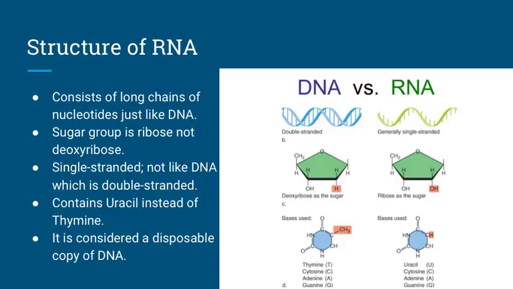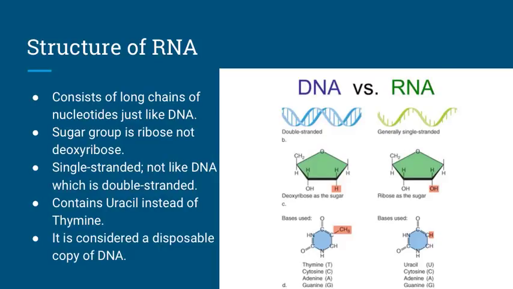So, let's start with the structure of RNA. You know at this point what DNA is. And if you guys take a look, you can obviously see we got a double helix. Right off the bat, RNA is single-stranded. Okay? Now, it consists of a long chain of nucleotides just like DNA does. You can see all those little vertical lines. Those are all nucleotides.